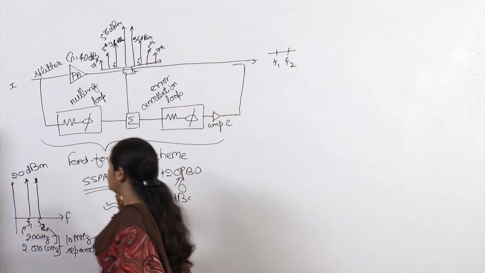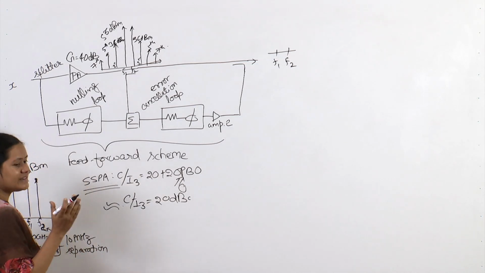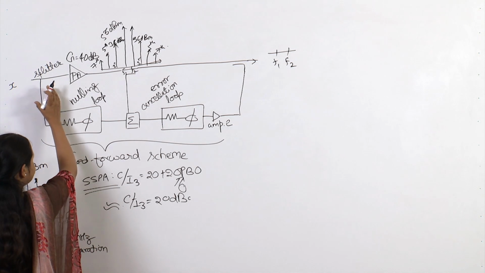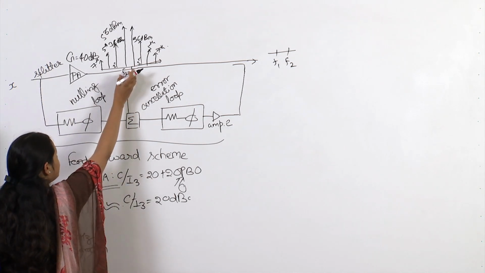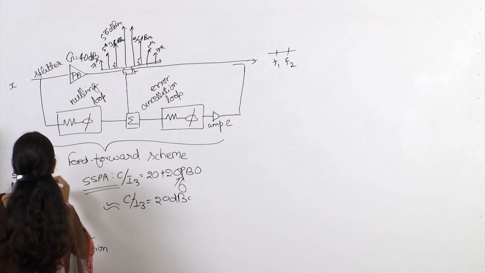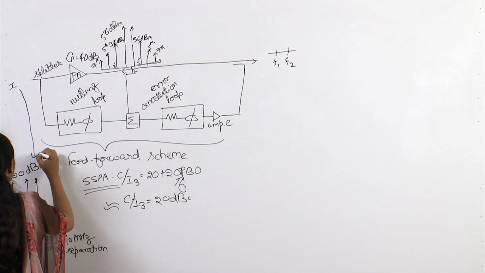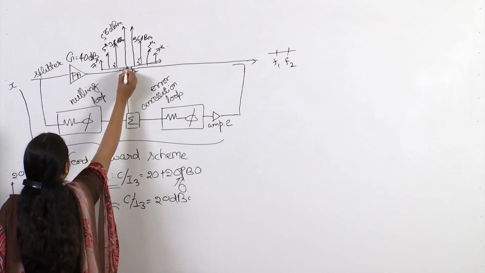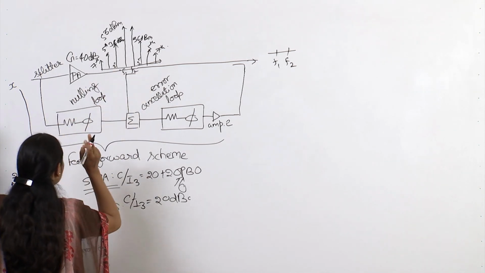So, what does this feed forward scheme do? In the first nulling loop, it removes the original tone and only the IMDs are remaining here. So, how do we do that? This X, which was the input, was this 20 dBm power, and after that at the output we had this path.